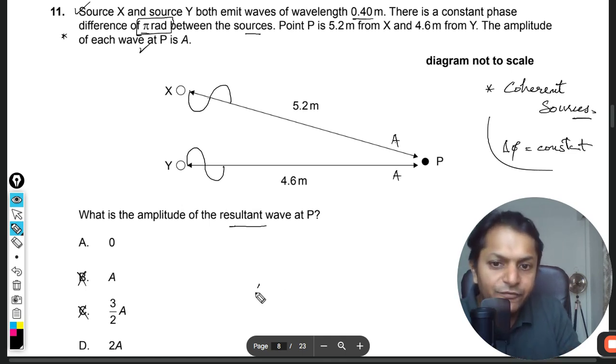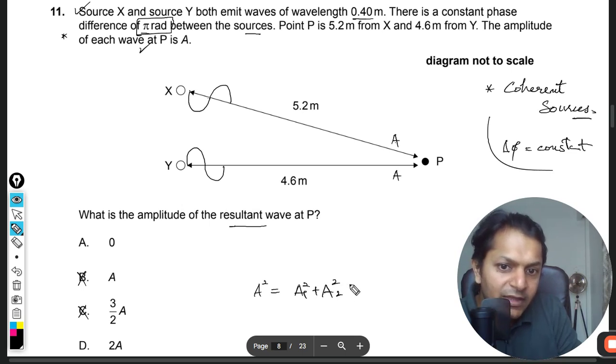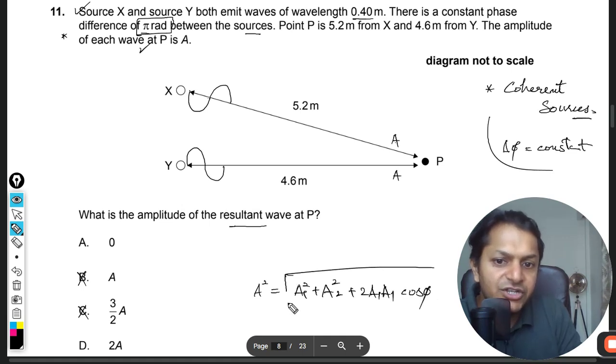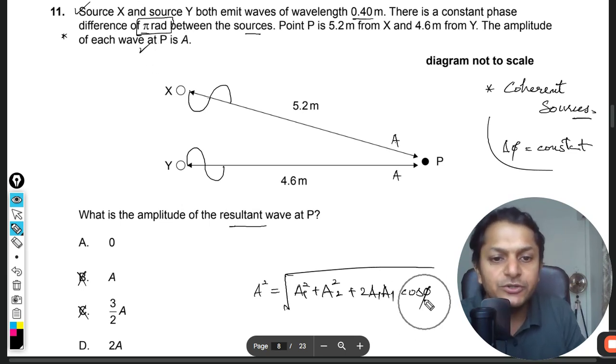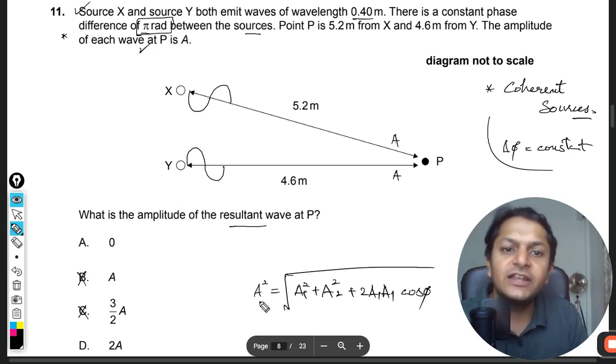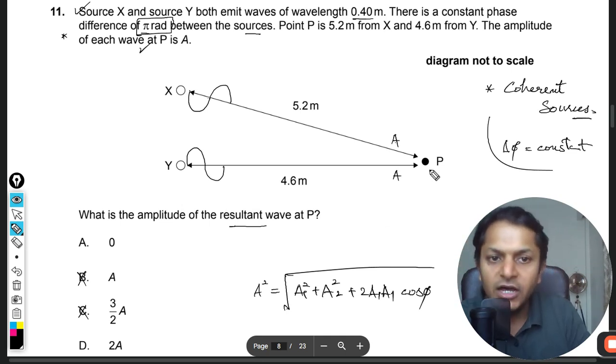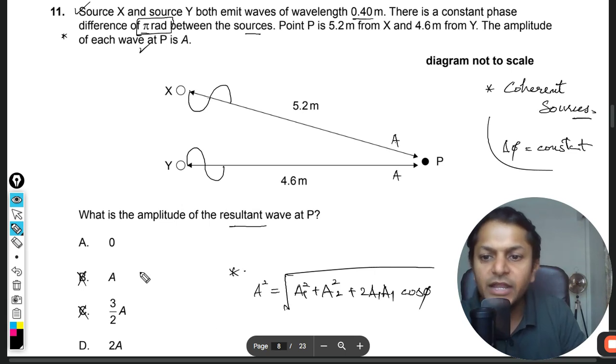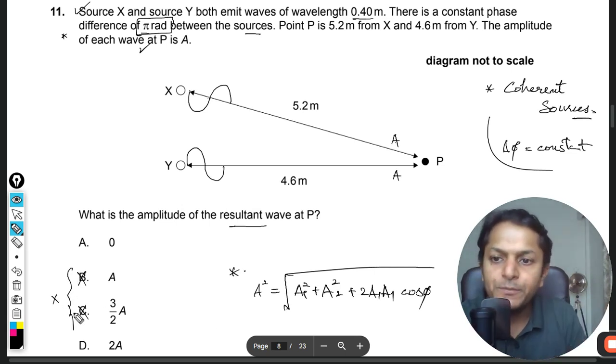I can give you the formula here, by the way. The resultant amplitude will be given by this, and this is cos phi, the initial phase difference, which in this case was pi. We substitute the value pi here, and you can find the resultant amplitude at this point. But that is not in your syllabus. Be very careful. Now let us imagine that B and C are not in your options, so only A and D are there.